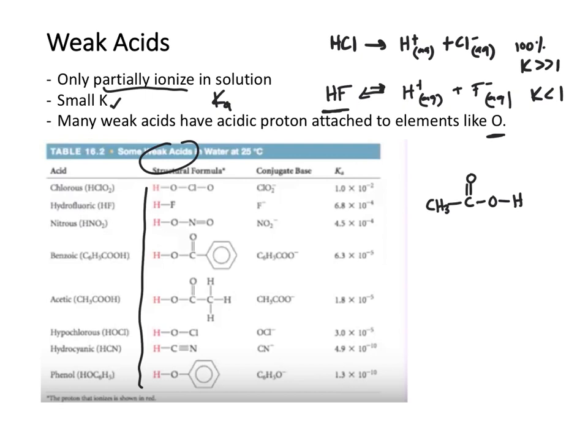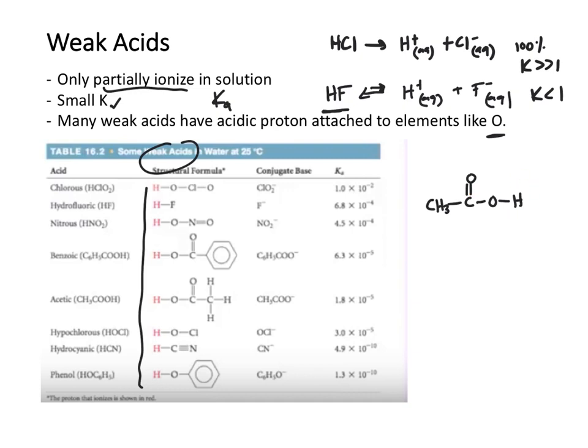If we look at acetic acid here, what you notice is that the acidic proton is attached to oxygen. This oxygen is also attached to a carbon, which is attached to another oxygen. So in this case, we have two species that can pull electron density away from this hydrogen.